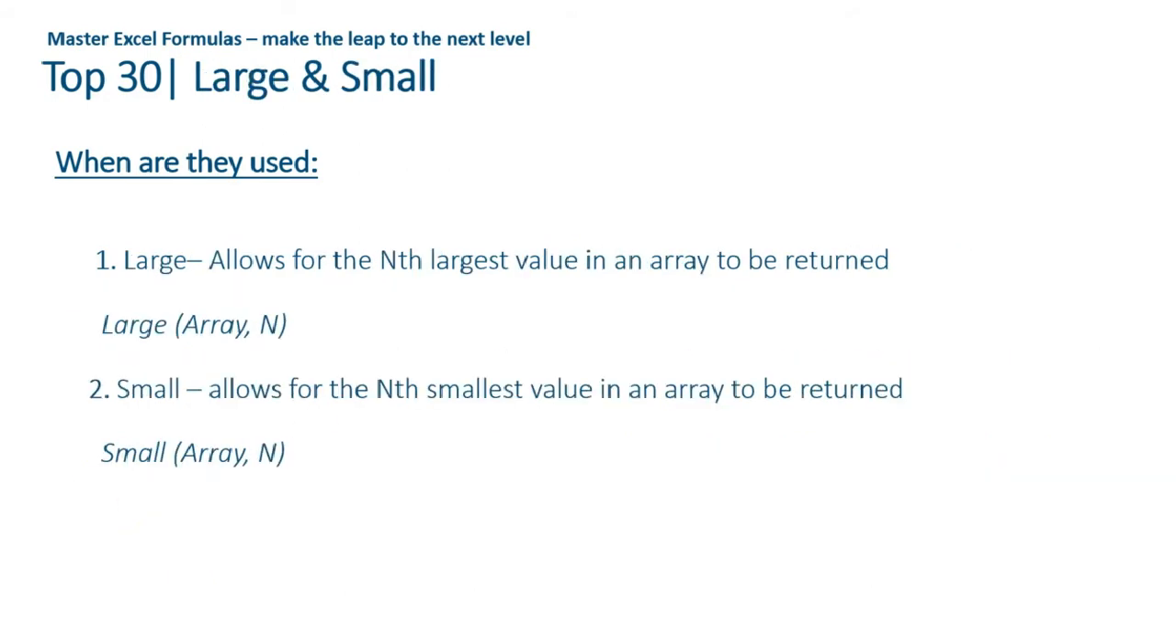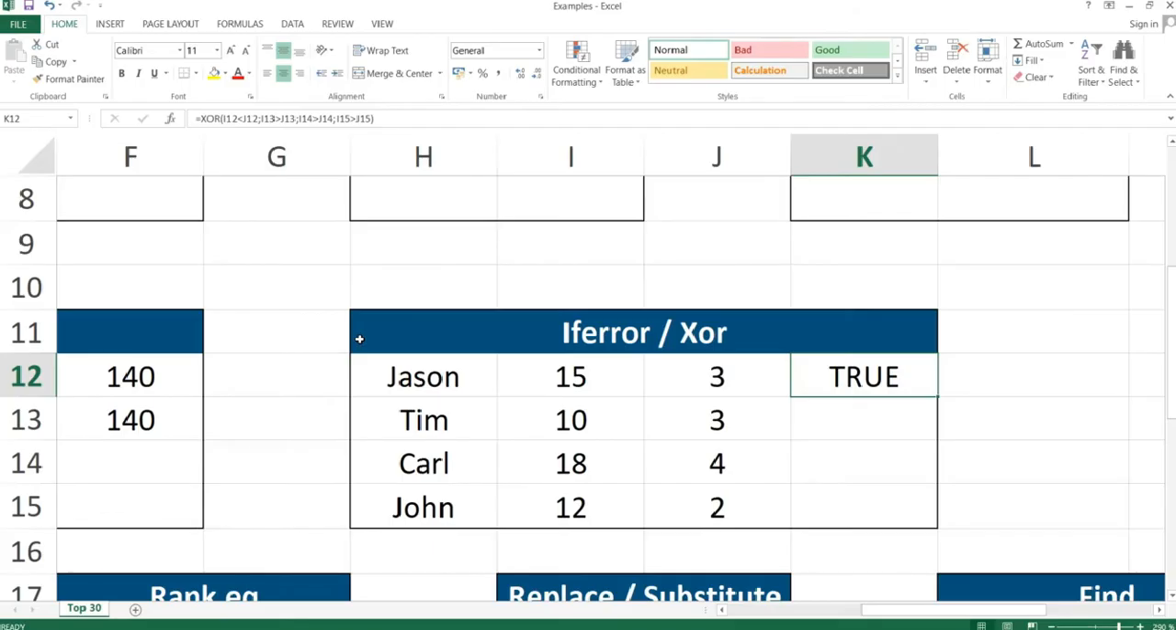The next set of formulas are LARGE and SMALL, very frequently used formulas again, and quite easy really. LARGE returns the nth largest value in an array, whereas the SMALL function returns the nth smallest value, and the structure is basically the same. So let me give you the examples here as well.